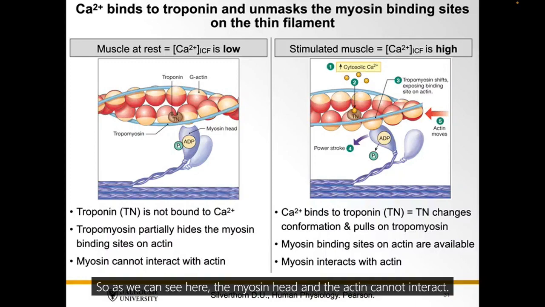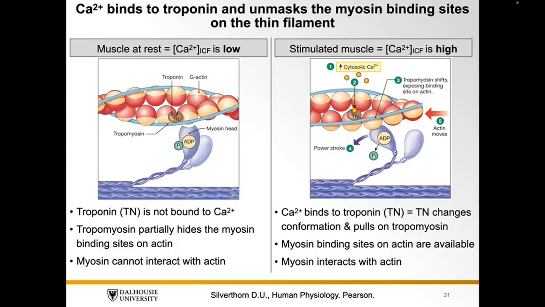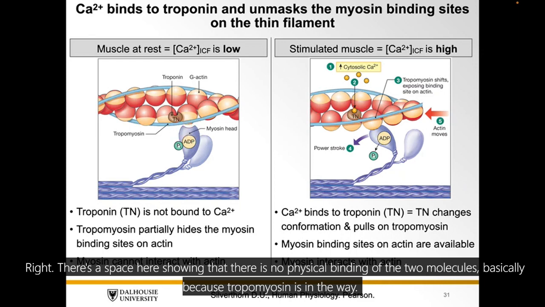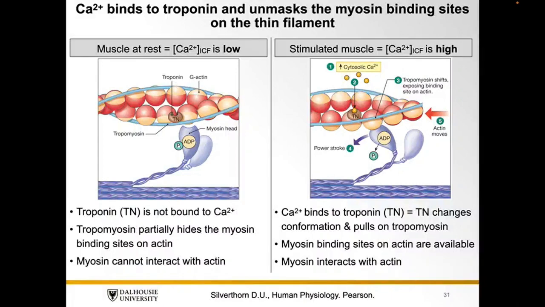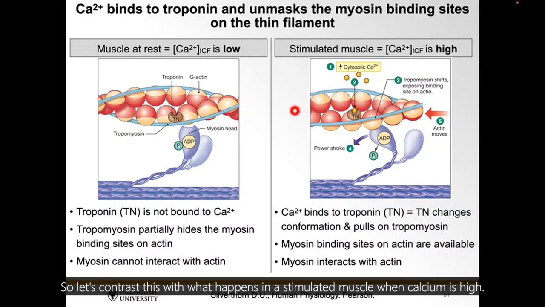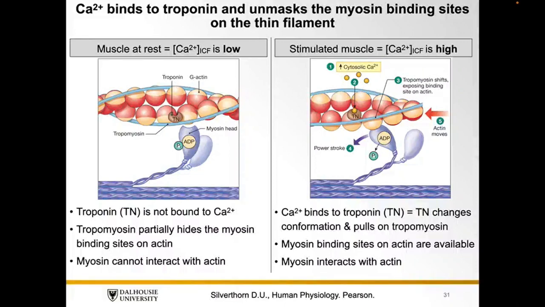So as we can see here, the myosin head and the actin cannot interact, right? There's a space here showing that there is no physical binding of the two molecules, basically because tropomyosin is in the way. So let's contrast this with what happens in a stimulated muscle when calcium is high. Basically, calcium changes that situation. The calcium here is represented with those yellow dots.